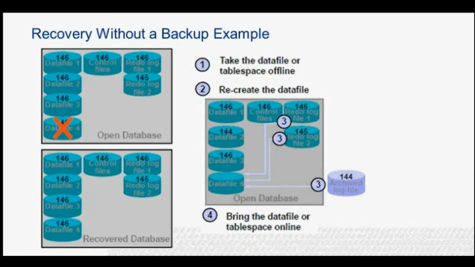Then we query the view, select star from v$recover_file. The third step is to use the recover or alter database recover command to start applying the archived and online redo log files to recreate the data file. Recover tablespace, then the tablespace name. To bring the data file to the point of failure, all needed archived logs and redo logs are applied. All data files are now synchronized.